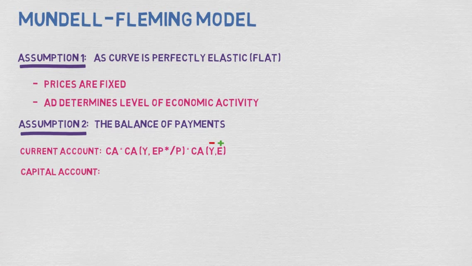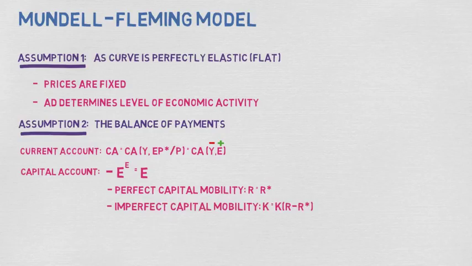Now, looking at the capital account, first we assume that exchange rate expectations are static. Secondly, we look at capital mobility. If there is perfect capital mobility, then the UIRP condition always holds, and given that expectations are static, domestic interest rate R is equal to foreign interest rate R star. If there is imperfect capital mobility, flows of capital depend on interest rate differentials between countries.